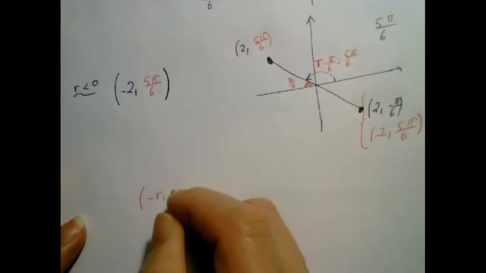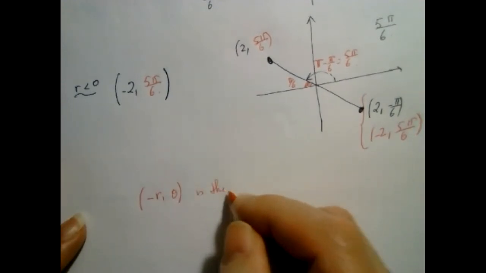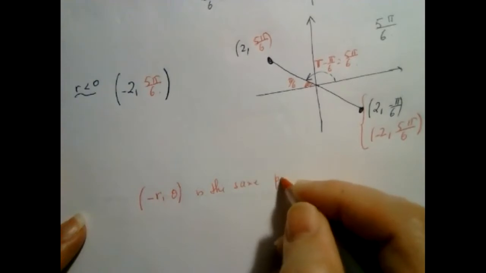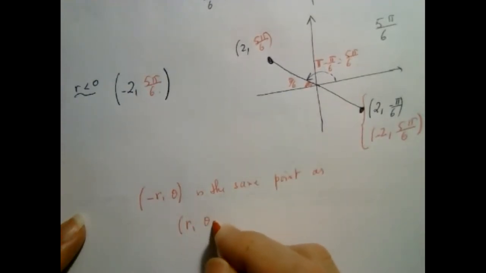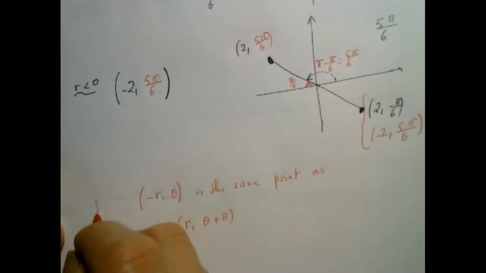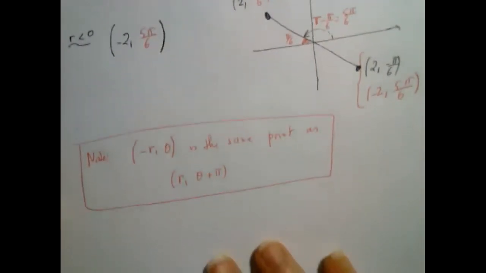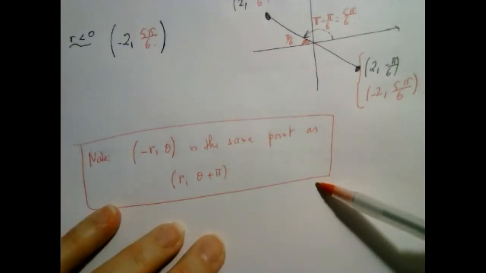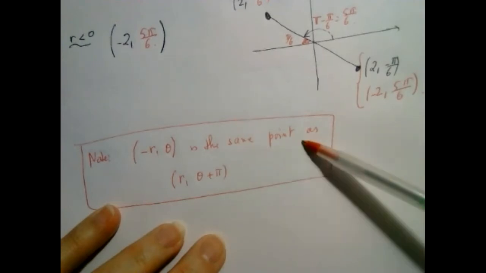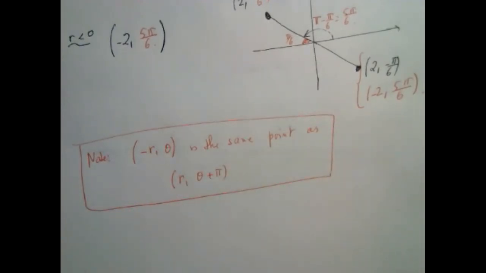So in general, I want to ask the following question. Let us say that (-r, theta) is the same point, and tell me if I am right or wrong, as (r, theta + pi). Is this correct? No, I think you have more flexibility with that. Is this a correct statement? (-r, theta) is the same point as (r, theta + pi). Is this a correct statement? What do you think? Think always geometrically.